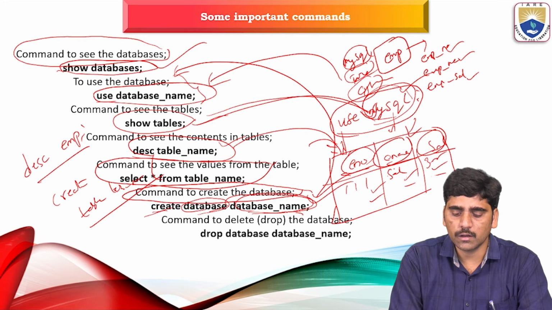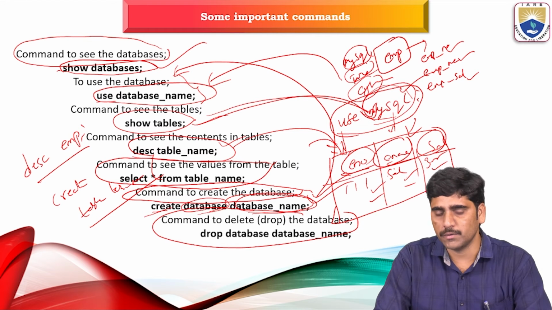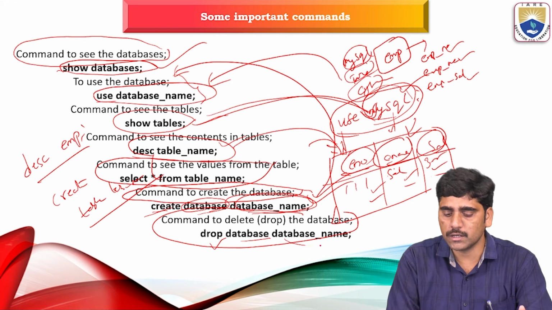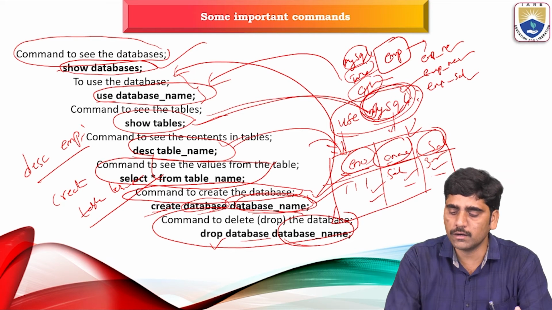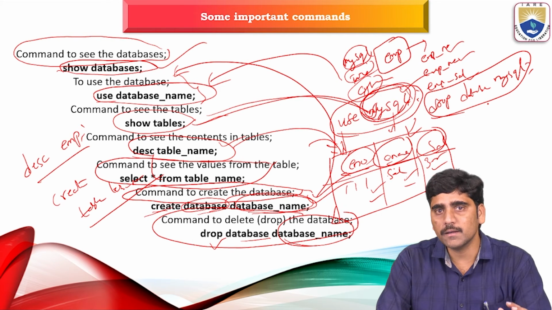After this, the command to drop the database. We created the database, we are using the database, and now I don't want to use the database, I just want to drop the database. That means permanently delete the database. How do you delete or drop the database? You can perform this operation: drop database database_name. If the database name is MySQL, you type drop database MySQL.